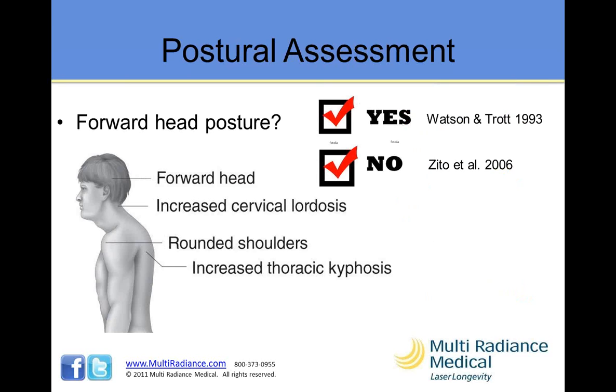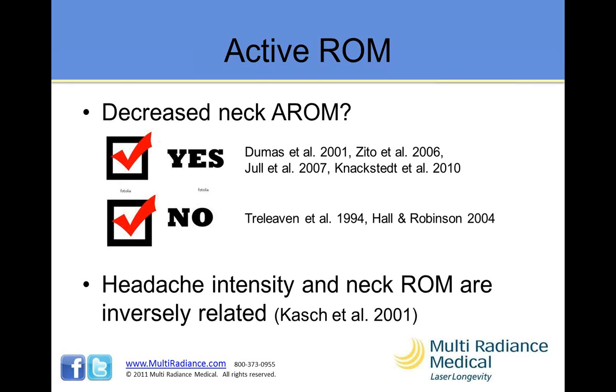The first step we always do is look at posture. Posture within itself is not diagnostic, but it can start to give us some clues as to what's going on. There's some conflicting evidence in the literature. Some say cervicogenic headaches are associated with this forward head posture. Some say it's not. Generally, if you see someone who has the forward head, increased lordosis of the cervical spine, rounded shoulders, increased kyphosis, that's our first clue that something is going on with that upper quarter. The next thing we'll look at is their range of motion.